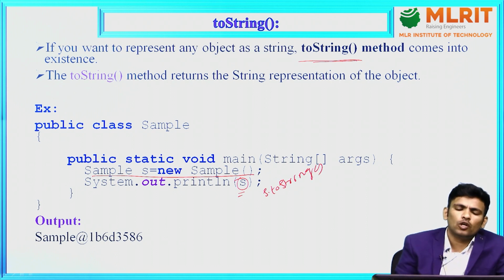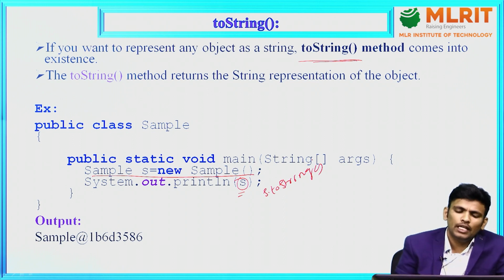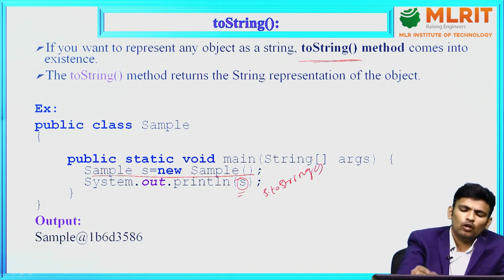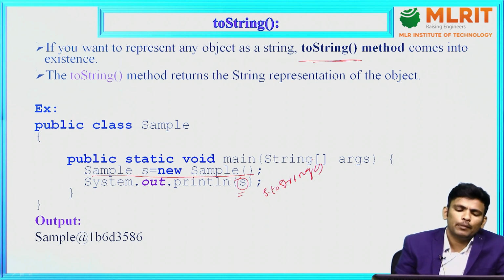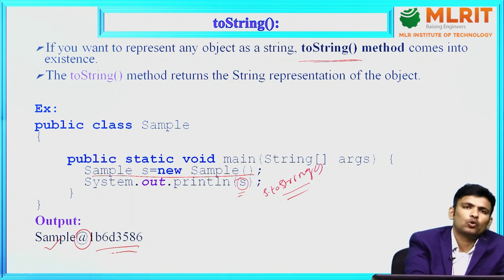Even if you are not calling it, this toString method will be invoked automatically. No need to write toString in System.out.println; the toString method will be invoked automatically. So whenever you are calling this toString method, your object information will be printed like this: your class name, then @, and then the hash code.